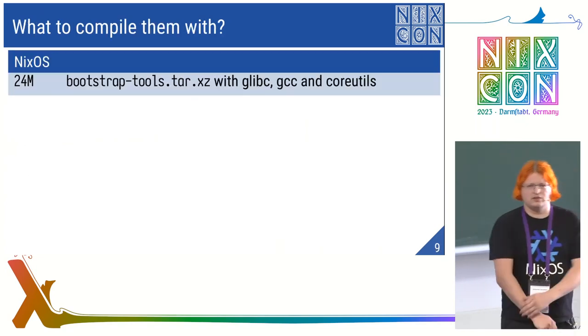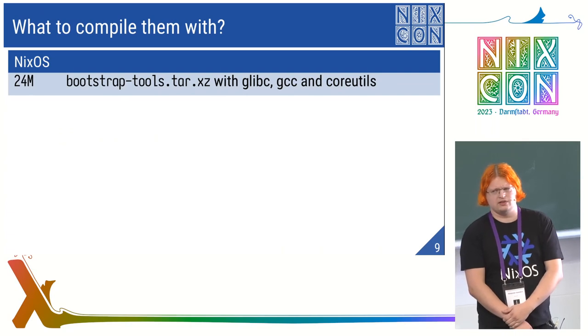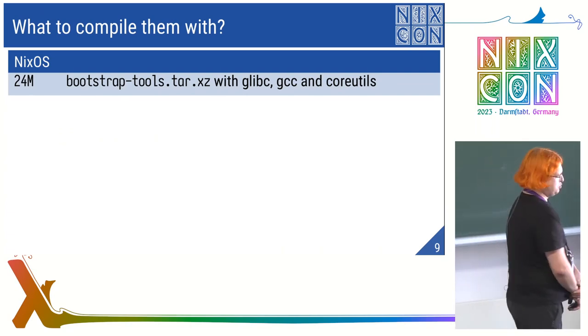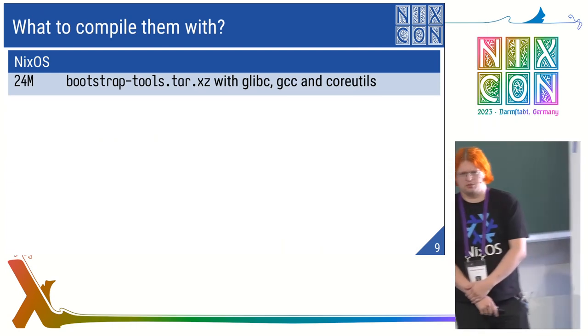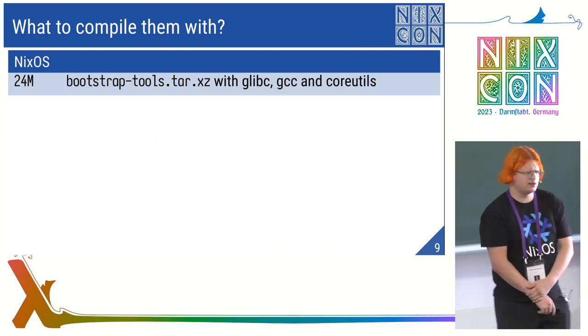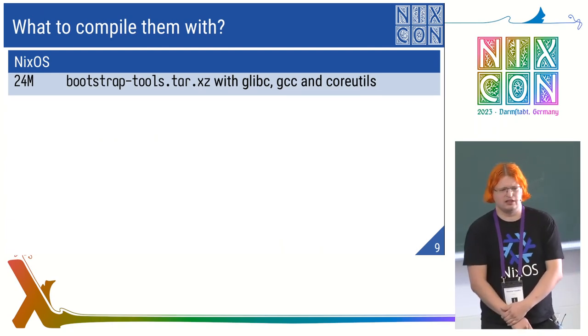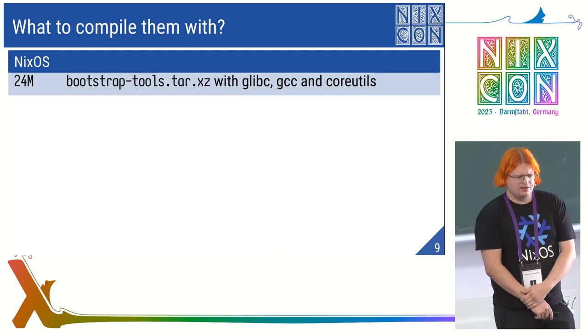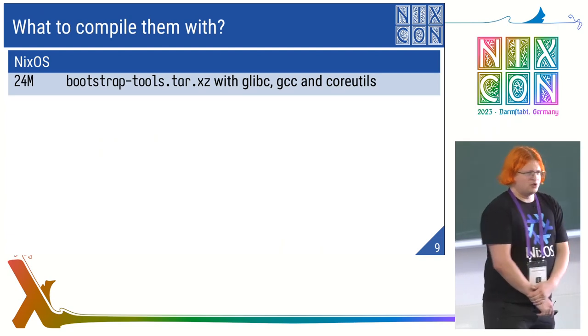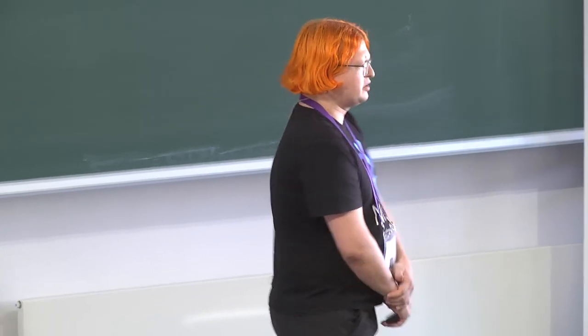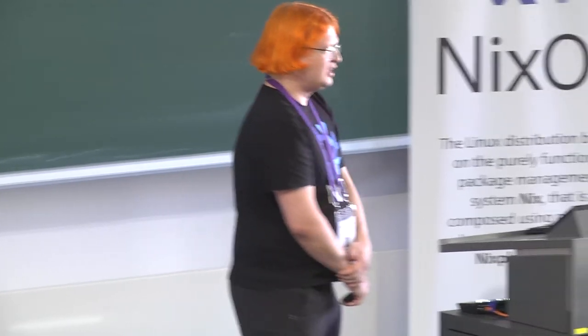I looked up how NixOS does that, and the result was fairly disappointing, I would say. It starts with a fixed hash output tarball, 24 megs compressed, which contains glibc, gcc8, and coreutils, and isn't updated in ages. And that's not cool, because that's kind of what I wanted to arrive at, not to start from. And I thought it sure can be better. I googled it up, and yes, sure, it can be better.